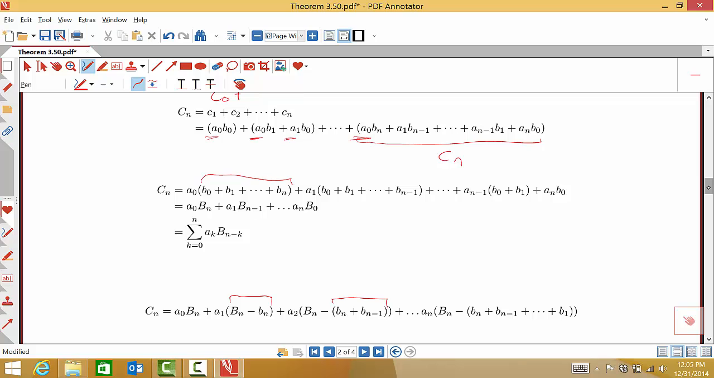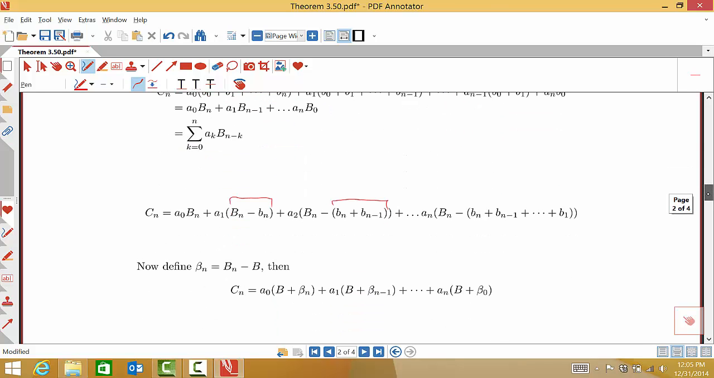And we're in a pretty good place here. So now let's define beta sub n. Beta sub n is really going to be the difference between our partial sums of b and its limit. It's sort of an error term here. Then we can rewrite our partial sum c sub n as, well, we'll have a0 times, just doing a little rearrangement, add b over here. Little b sub n is beta n plus b. And then a sub 1 is going to be b plus beta sub n minus 1, dot dot dot, up to a sub n times b plus beta sub 0.